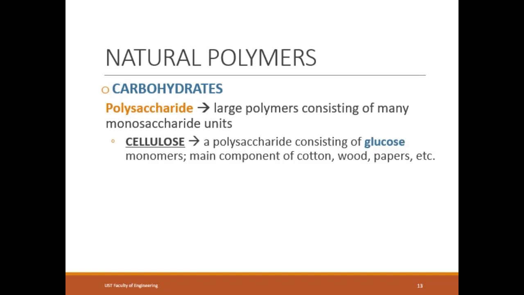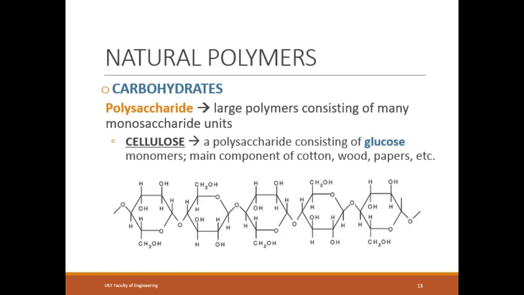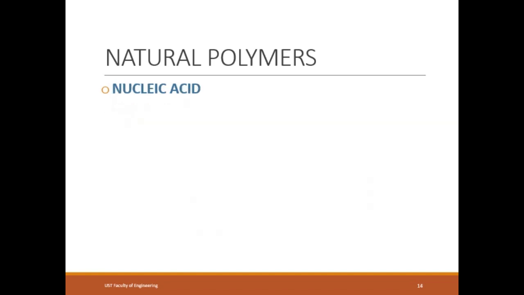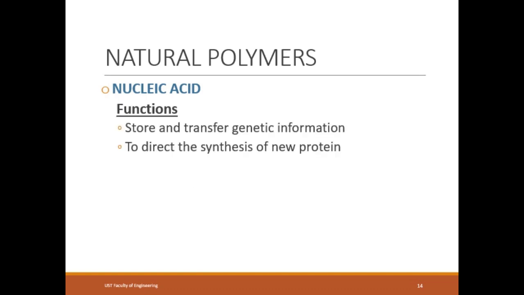One example of a polysaccharide is cellulose, which is the main component of cotton, wood, and paper. It is composed of glucose monomers held together by a covalent bond called a glycosidic bond. Another type of natural polymers are the nucleic acids. They have high molar masses and play an essential role in protein synthesis.